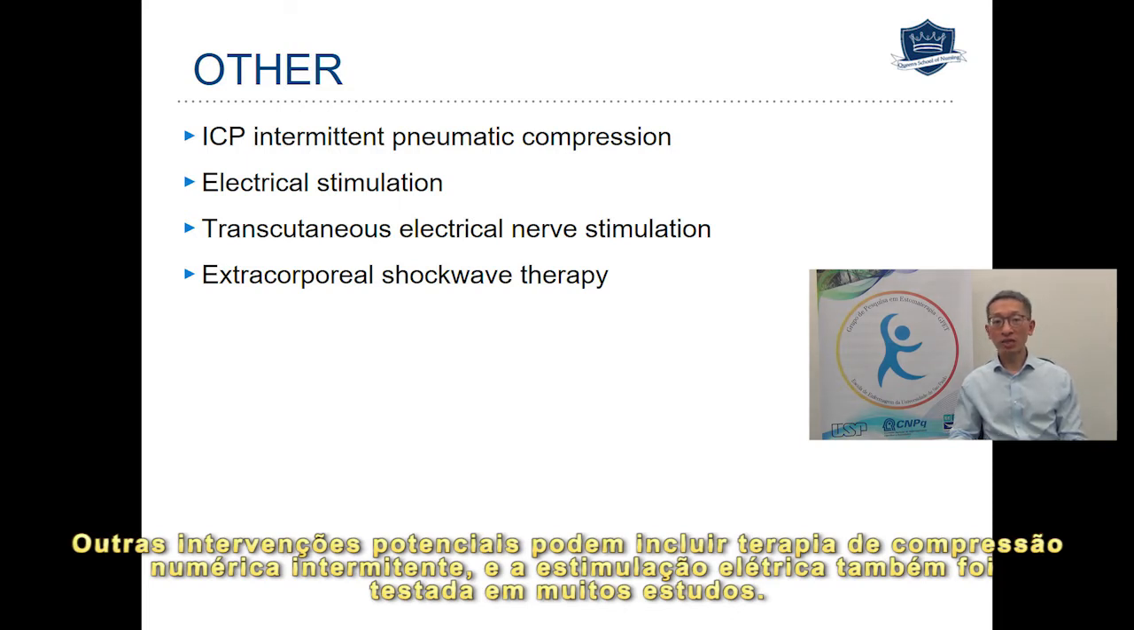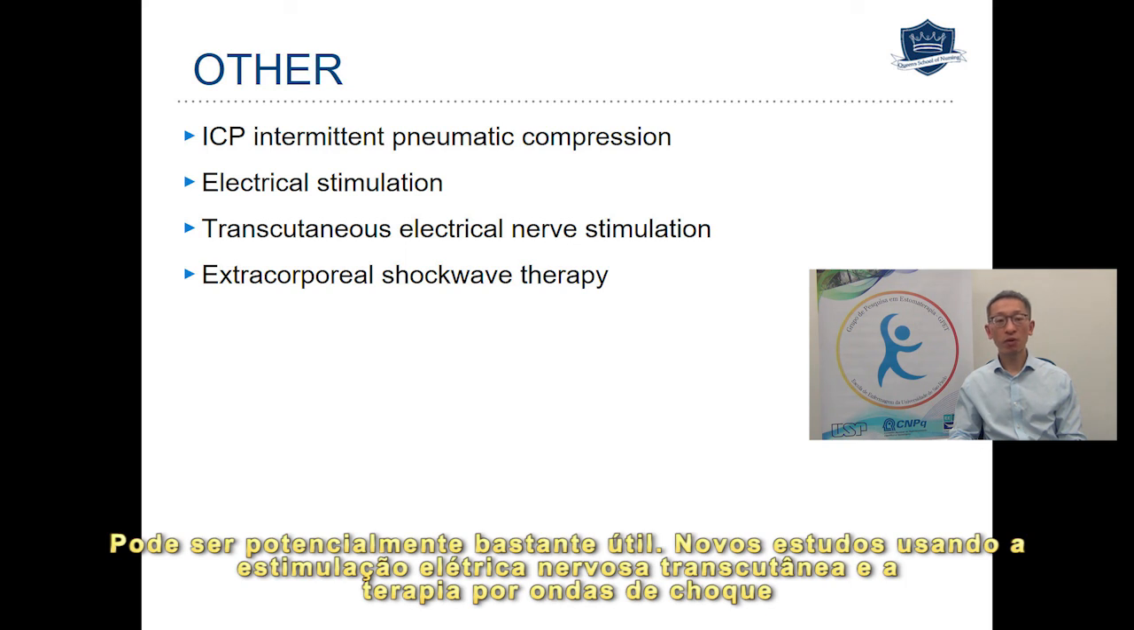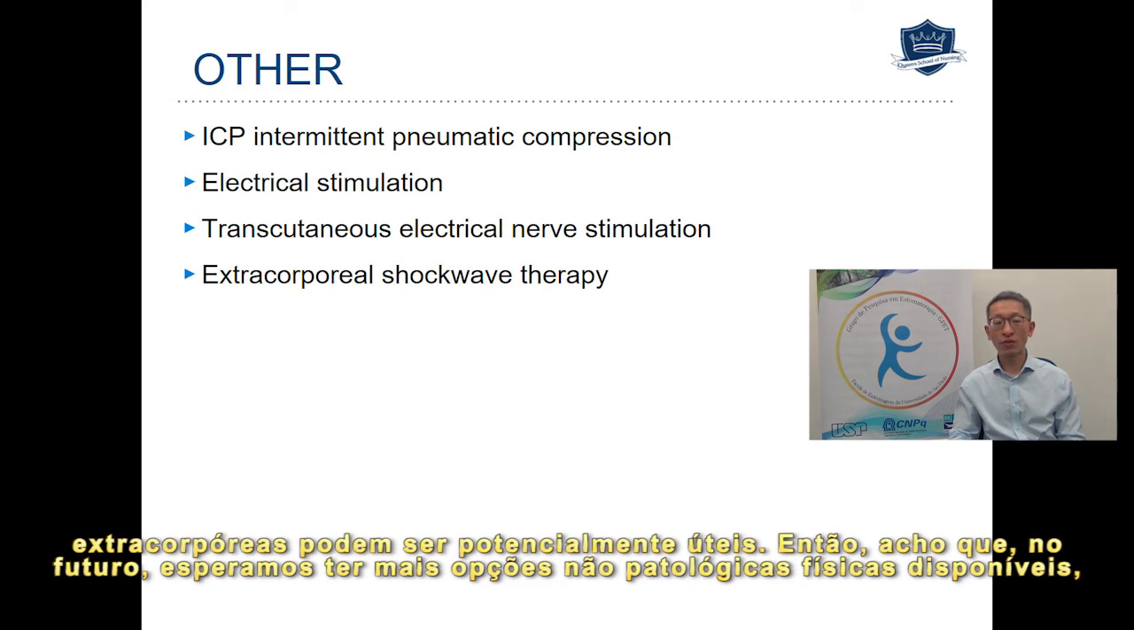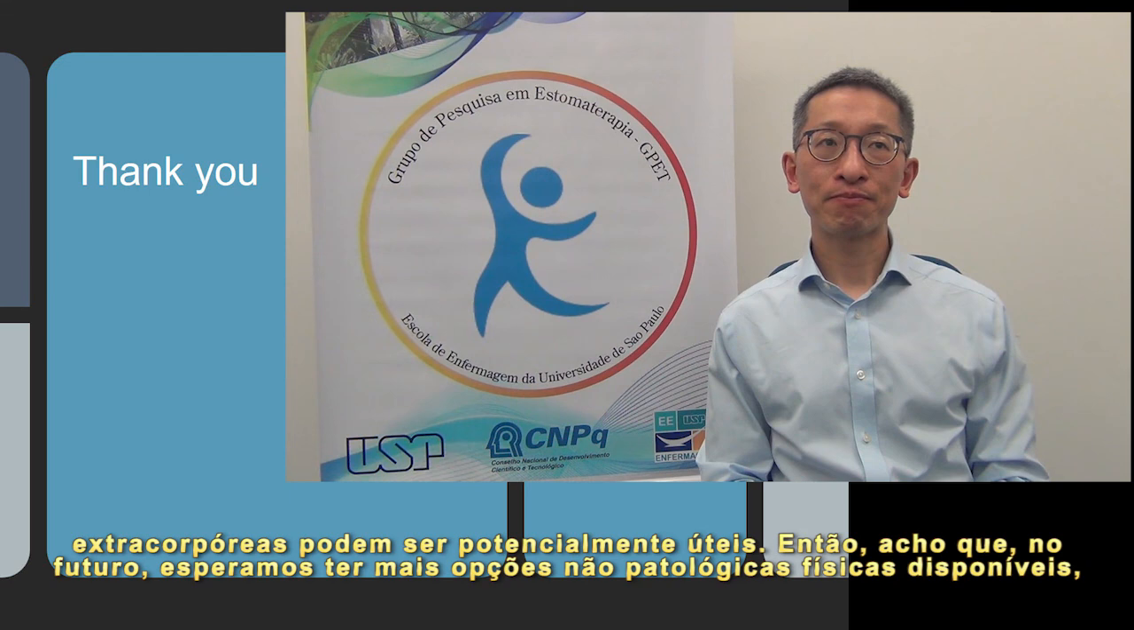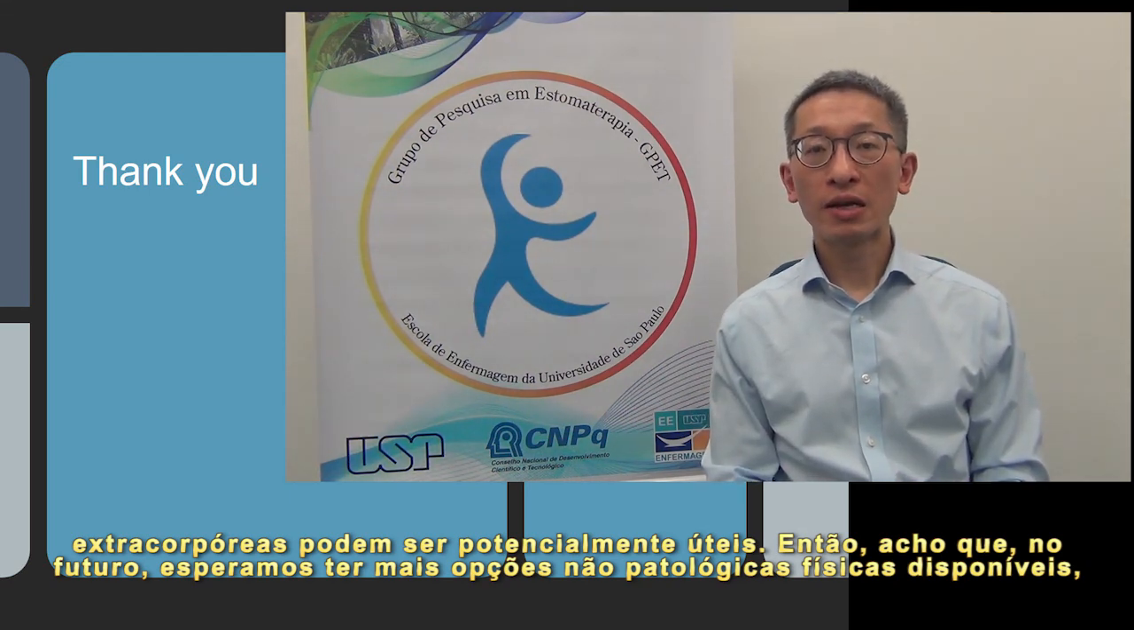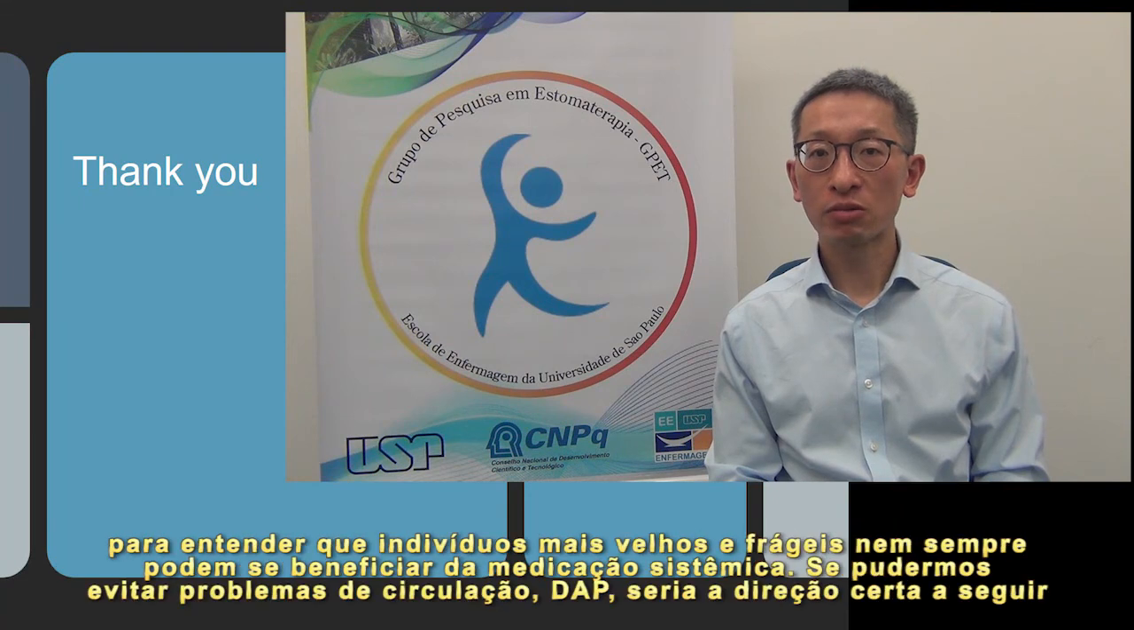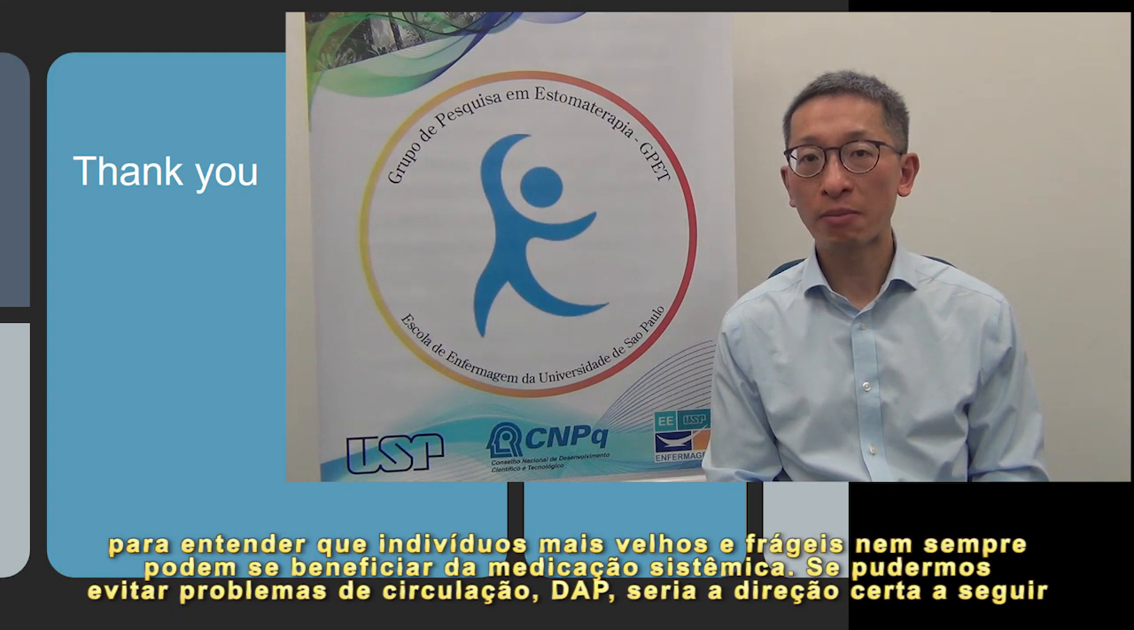Other potential interventions may include intermittent pneumatic compression therapy. Electrical stimulation has been tested in many studies as well, and potentially could be quite useful. New studies even using transcutaneous electrical nerve stimulation and extracorporeal shockwave therapy potentially could be useful. So I think in the future, hopefully we have more physical, non-pharmacological modalities available to us, understanding that older, frail individuals may not always benefit from systemic medication.